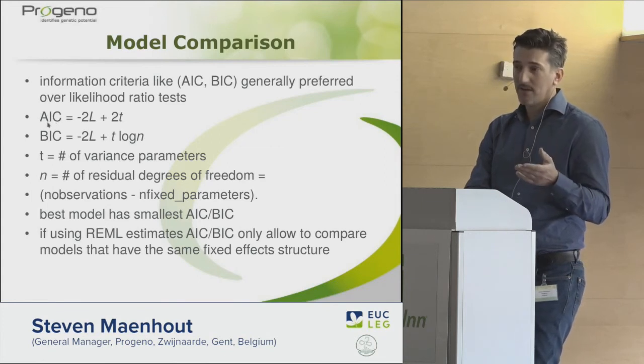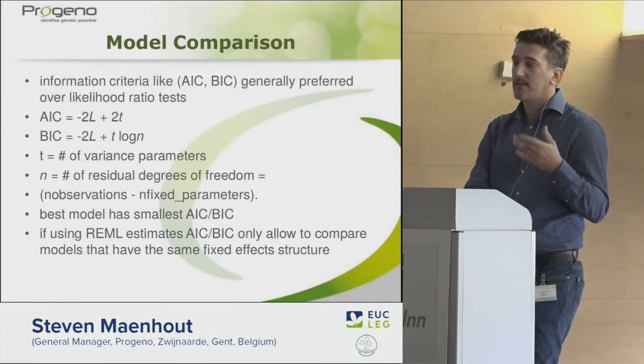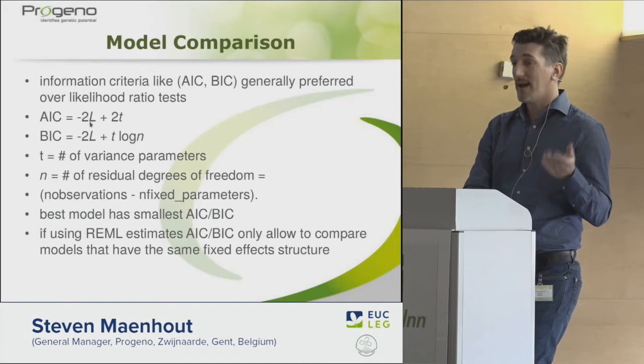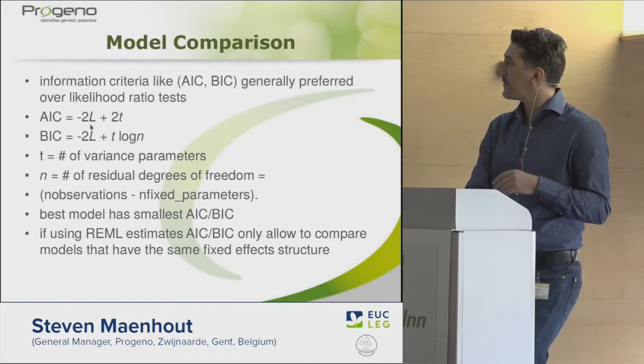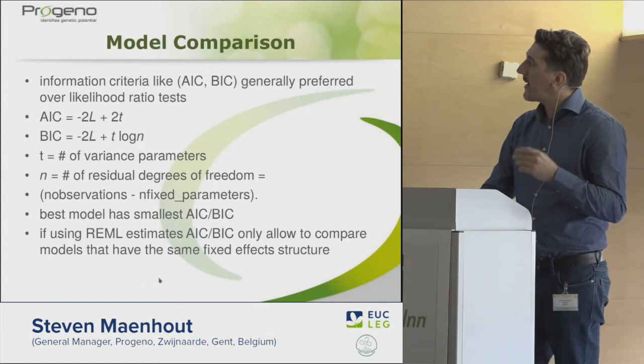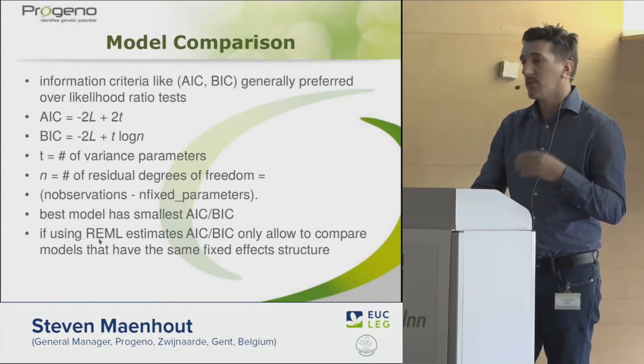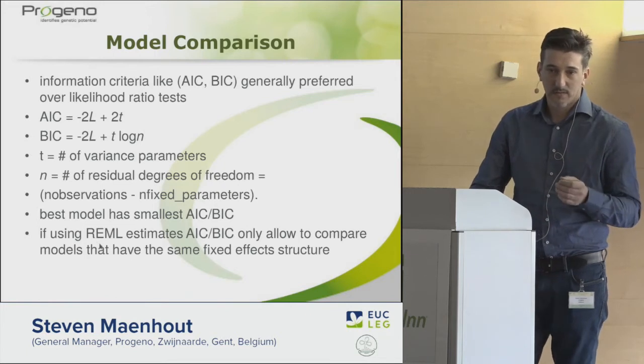Choose one and try to find the one that gives you the lowest criterion, because you see it's -2 times the log likelihood, so the smaller, the better. That's the only thing you have to remember. And you can only compare models that have the same fixed effect structure if you're using REML, which most everybody does.